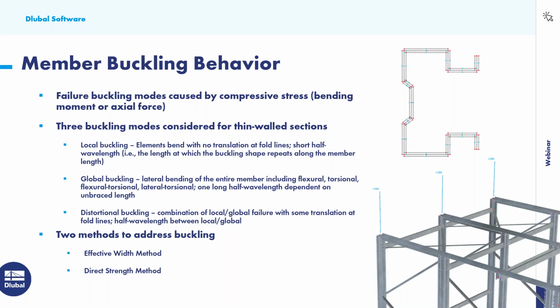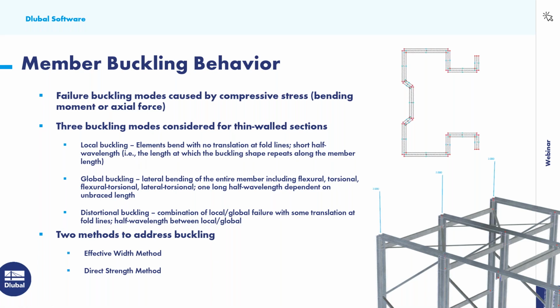So this is essentially where the elements bend with no translation at fold lines. And what I mean by elements, if you remember back to our custom cross section here, each one of these segments is a particular element. Well, what we see also with this failure mode is that we have a short half wavelength. And what I mean by wavelength is this is the length at which the buckling shape repeats along the full member length.